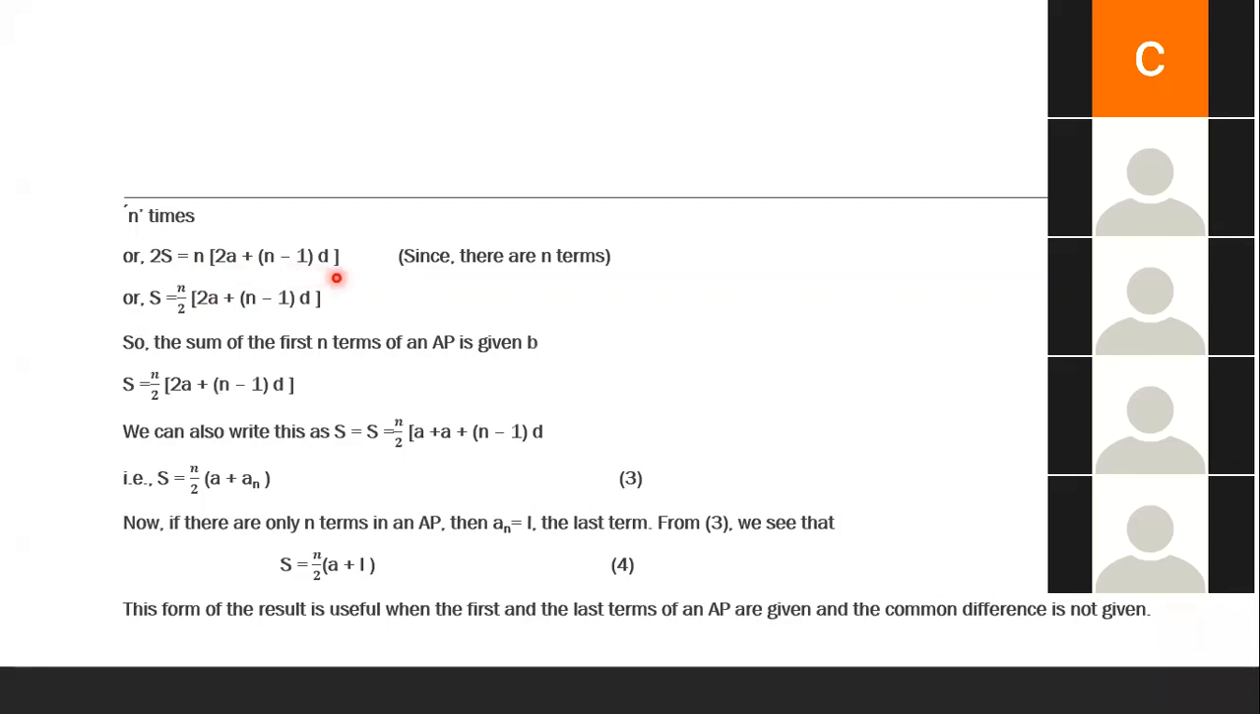I want the value of S, so this 2 I'll take as a denominator. S equals n by 2 into 2A plus n minus 1 into D is the formula to find the sum of the first n terms of an AP. Any doubt in this derivation of the formula, children? Any doubt in the derivation of the formula? I'm asking everyone.